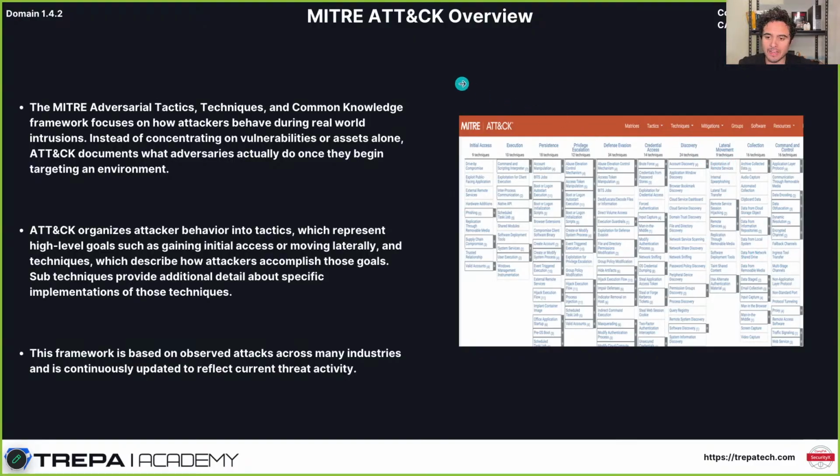The MITRE adversarial tactics, techniques, and common knowledge framework focuses on how attackers behave during real-world intrusions instead of concentrating on vulnerabilities or assets alone. So the ATT&CK framework documents what adversaries actually do once they begin targeting an environment. And this screenshot shows you the matrix. Okay, so the MITRE ATT&CK matrix.